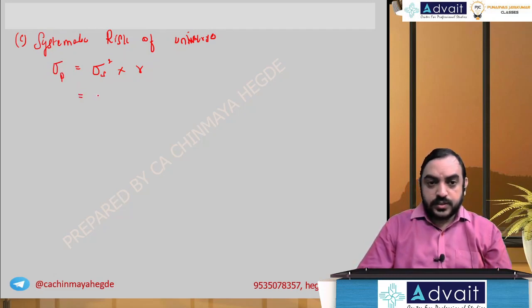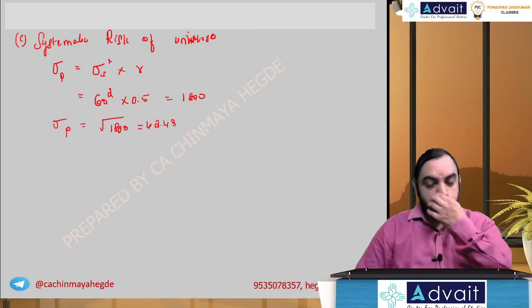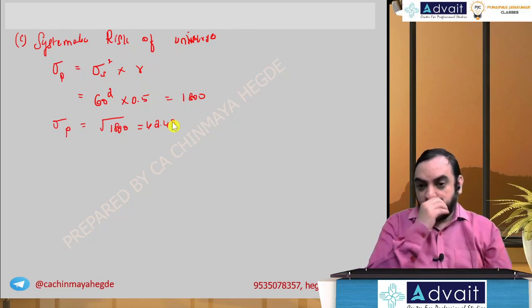So this is 60 square into 0.5. That is, I think, 1800, and you can take the square root of it. Standard deviation of P, square root of 1800, is 42.43.